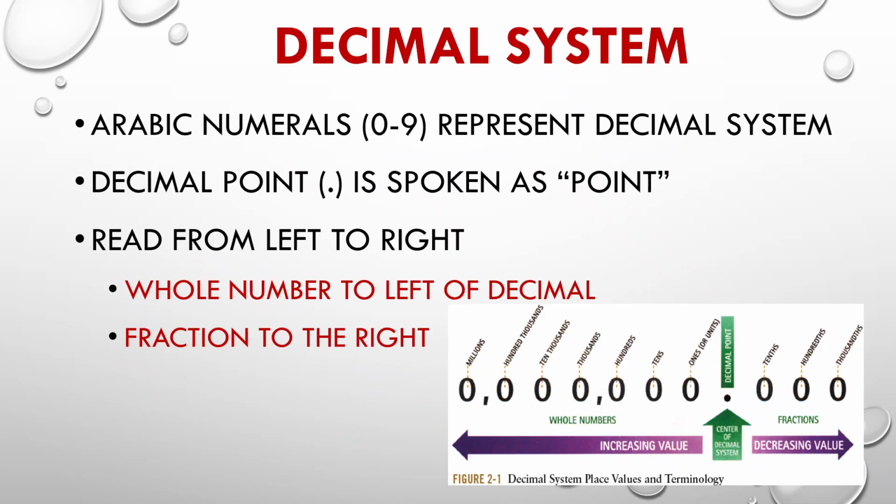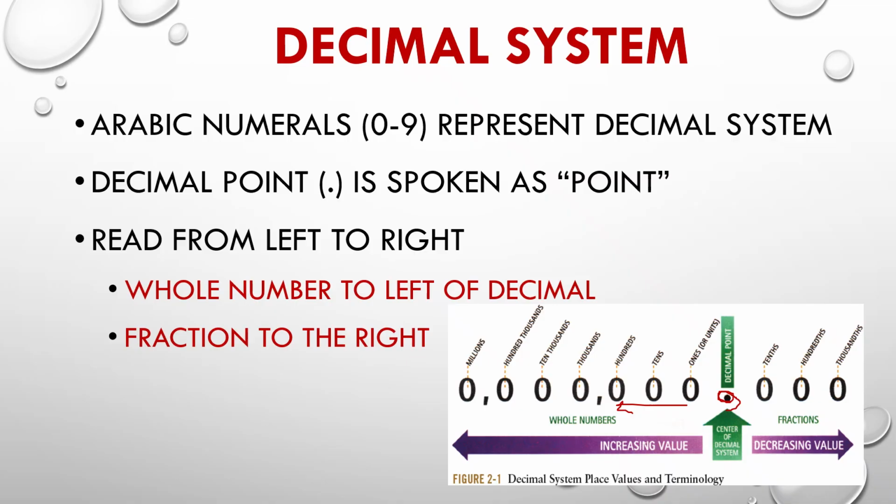All right, so what is that decimal system? So Arabic numerals, 0 to 9, just represented by a decimal. That decimal point, which looks like the end of a sentence, a period, is spoken as point. So 0.5 is how that's interpreted. We always go from left to right. Whole numbers are everything that's to the left of the decimal. So if our decimal is here, everything that's going to the left of that decimal, that's called a whole number.